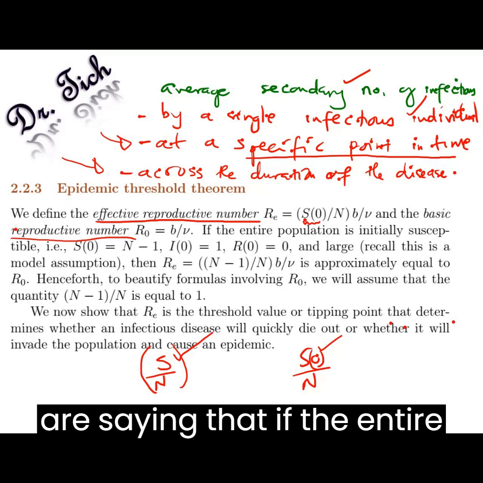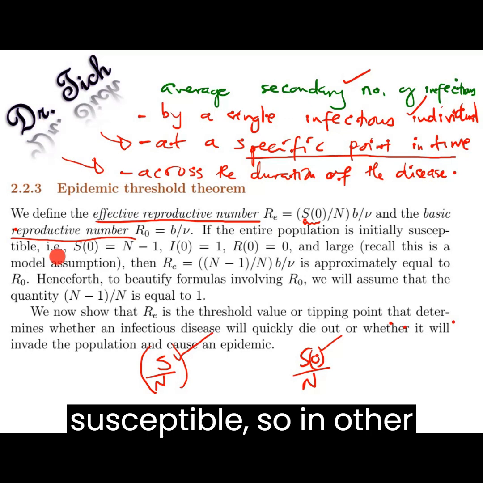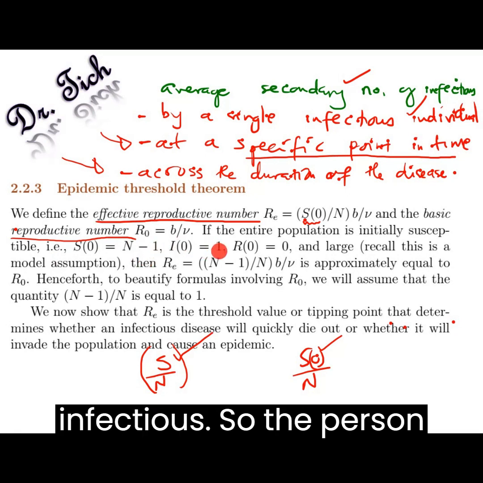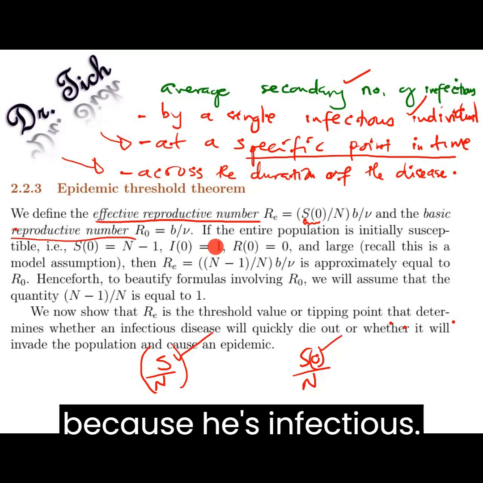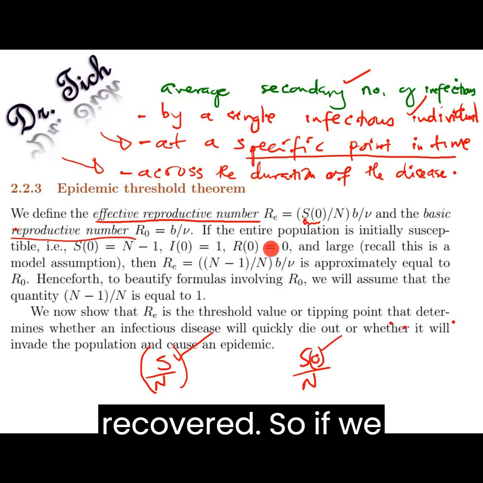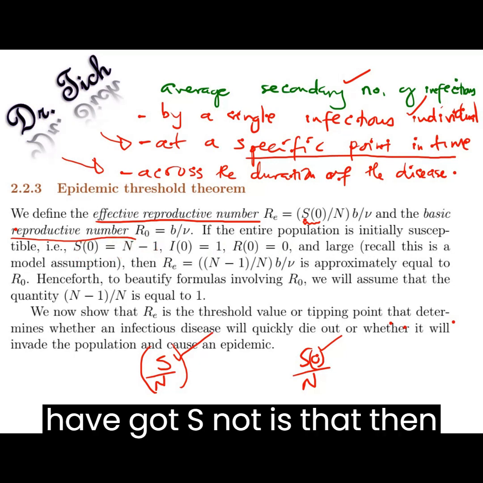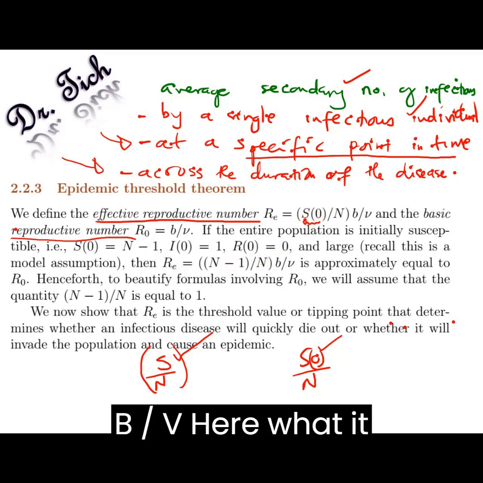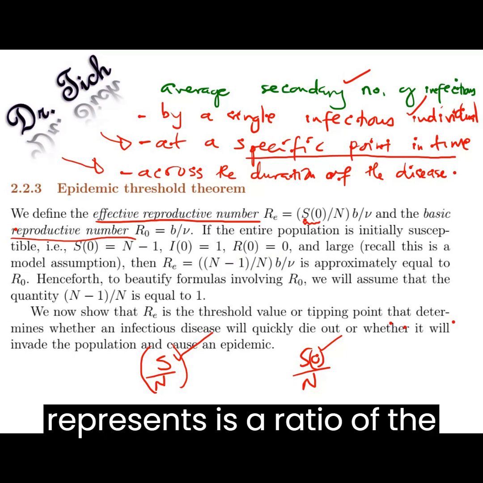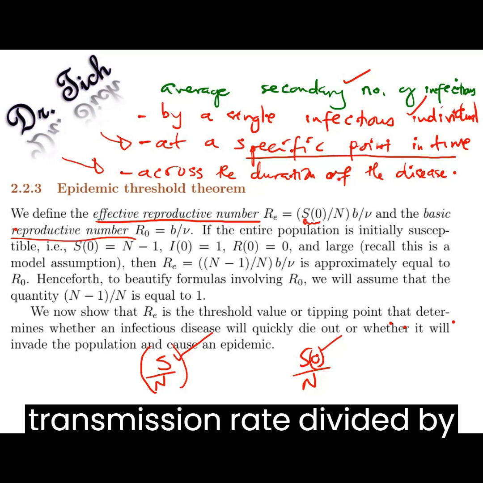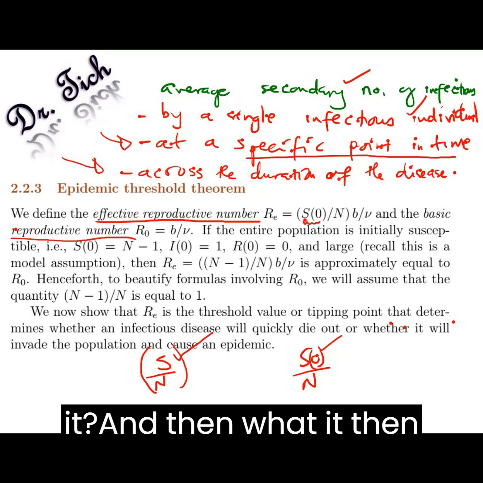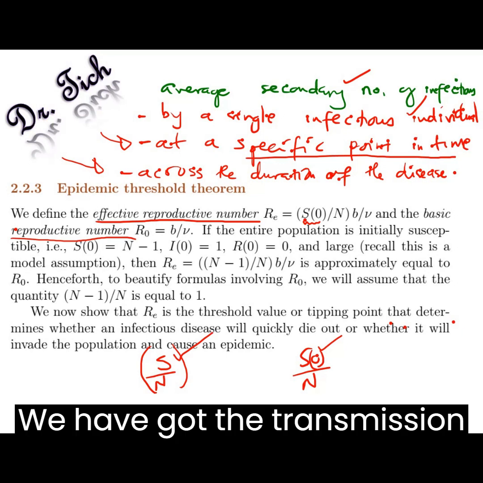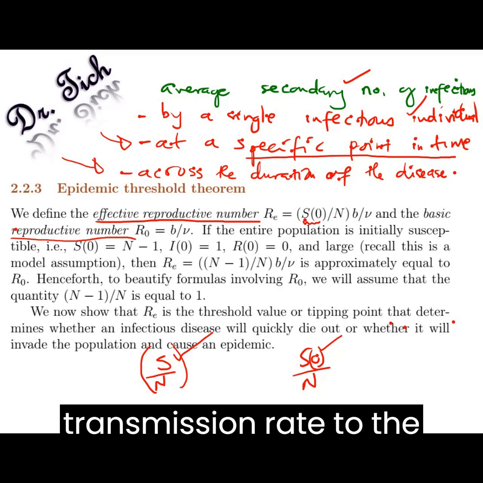So here they are saying that if the entire population is initially susceptible, in other words, S naught equals N minus 1, the total population minus one person who is infectious, and nobody has recovered, then for the effective reproductive number we replace S naught with N minus 1 over N. B over V here represents the ratio of the transmission rate to the recovery rate.